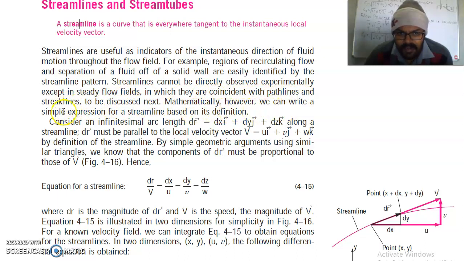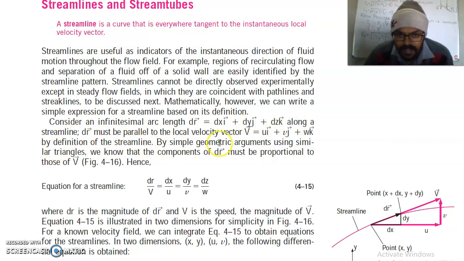Mathematically, however, we can write a simple expression for a streamline based on its definition. So consider an infinitesimal arc length dr. So this is your dr. It is equal to dx i plus dy j plus dz k along a streamline.